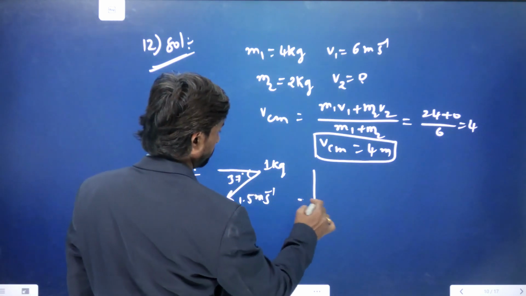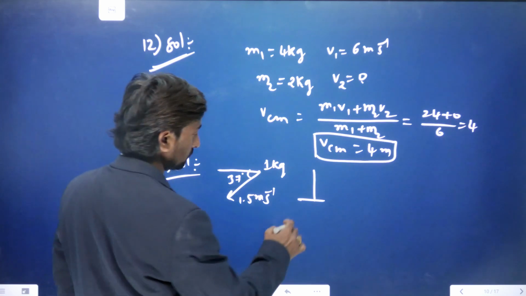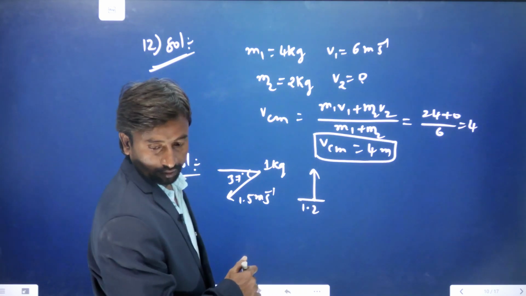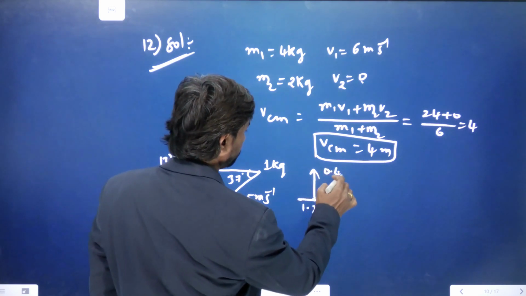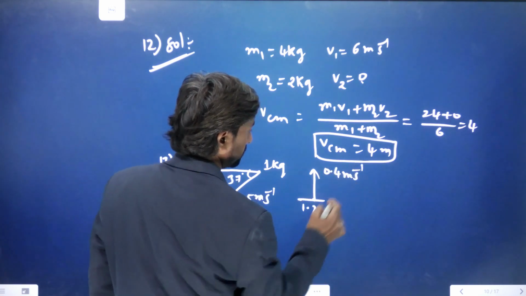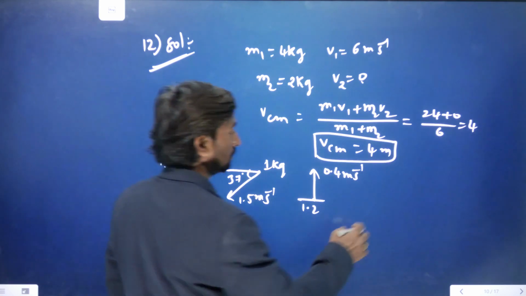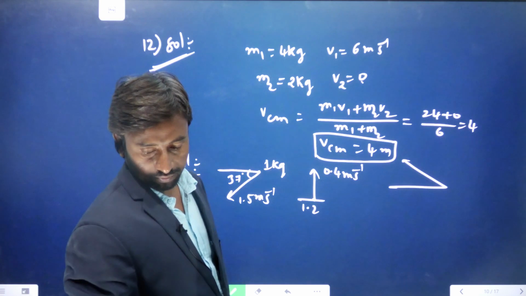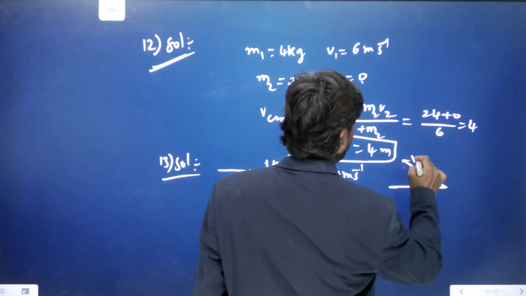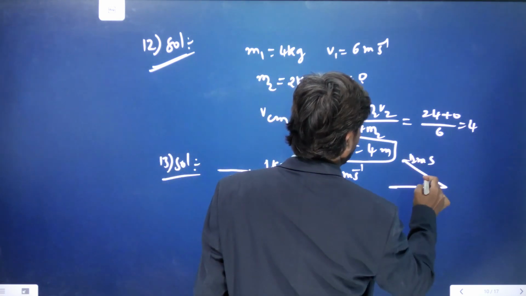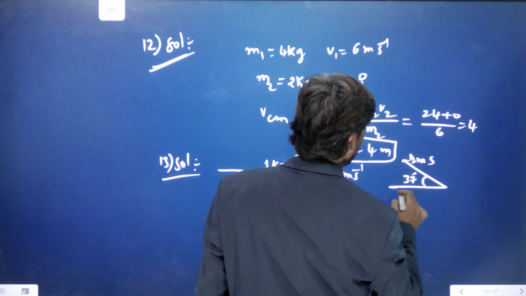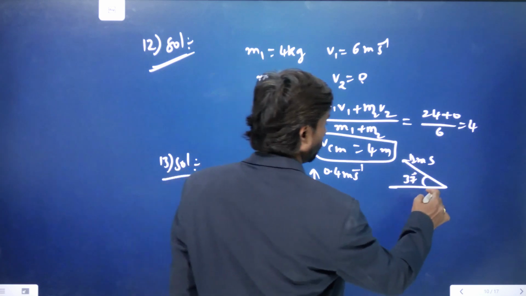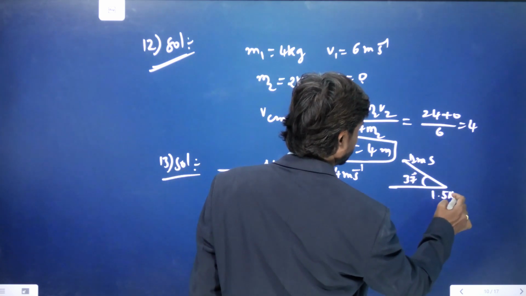Like this, another body is given there. It is a 1.2 kg mass moving with the velocity 0.4 meter per second. And the next one is given like this, moving with a velocity of 1 meter per second at an angle of 37 degrees, and the mass of the body here is 1.5 kg.